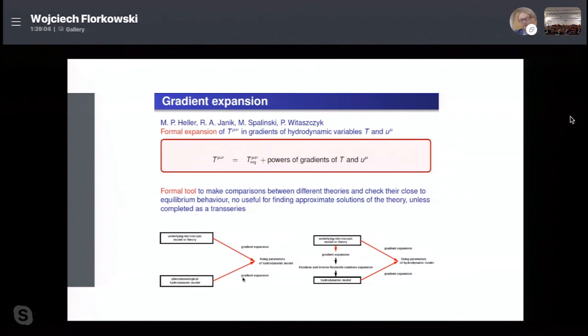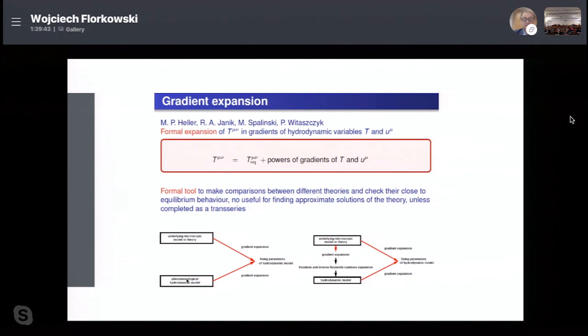It cannot be used, I think, to get better agreement of the theory. I think it's like with all asymptotic series. I think we should stop at the second order. This is probably enough, maybe with the third. But somehow the gradient expansion is useful to make comparisons between fundamental theories and hydrodynamic models. This is the way we can transfer some knowledge from microscopic theories to phenomenological models.